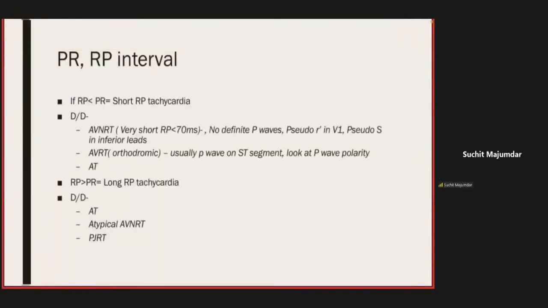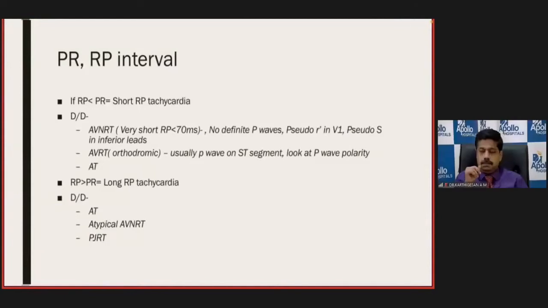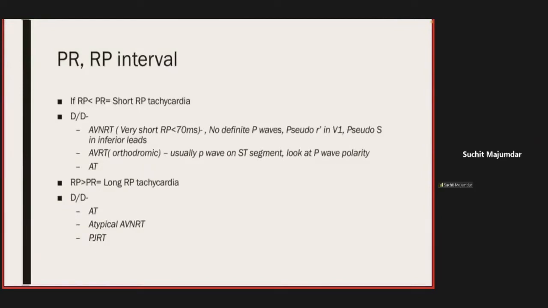So, if the RP is less than PR, it is called a short RP tachycardia. The differential diagnosis is AVNRT. In AVNRT, you may not see a P wave because the RP interval is so short that the P wave will be inside the QRS complex. So you can suspect it by something called a pseudo S and pseudo R.